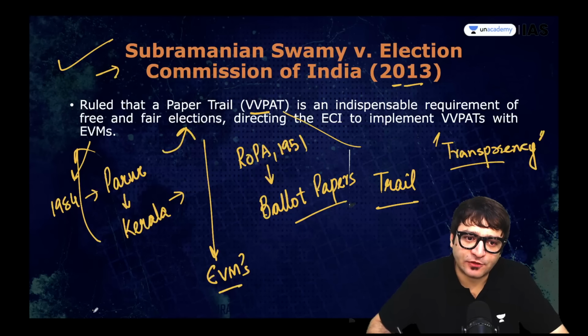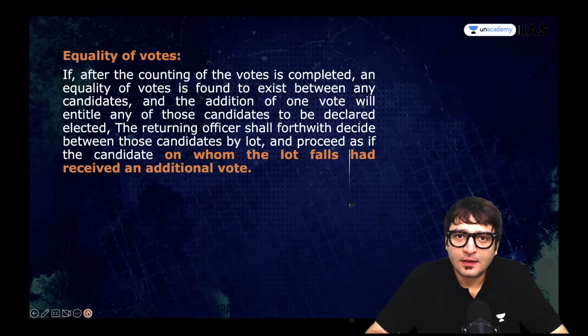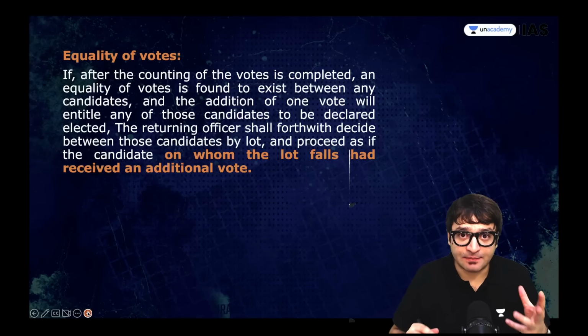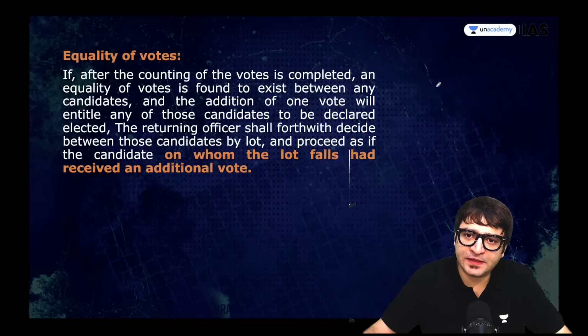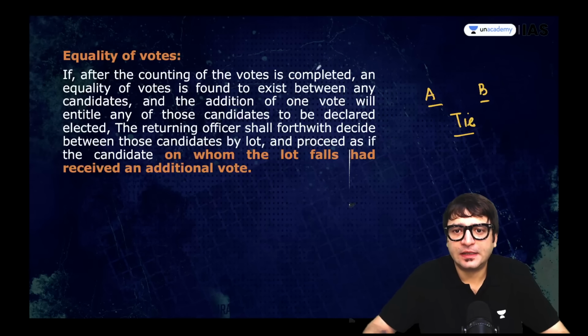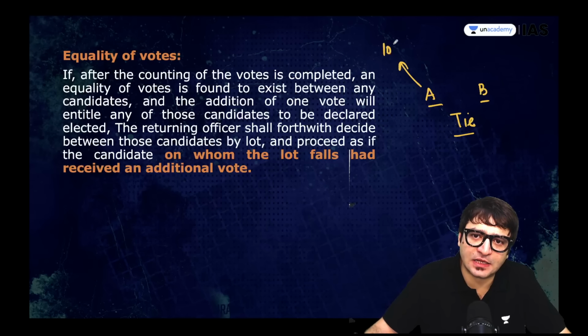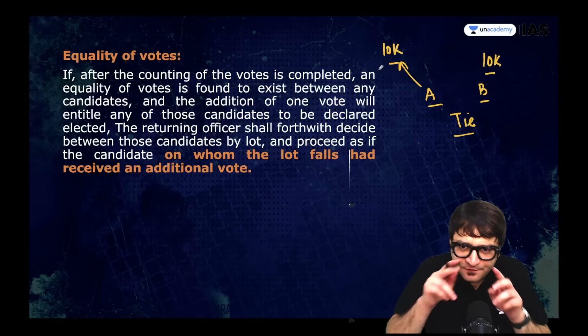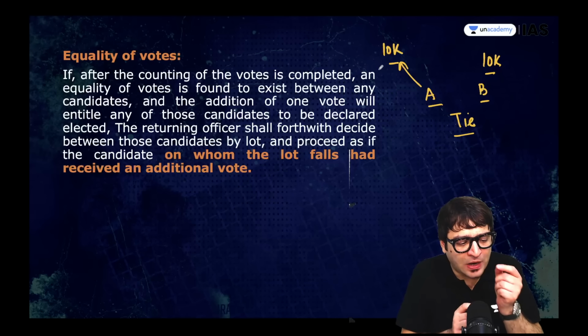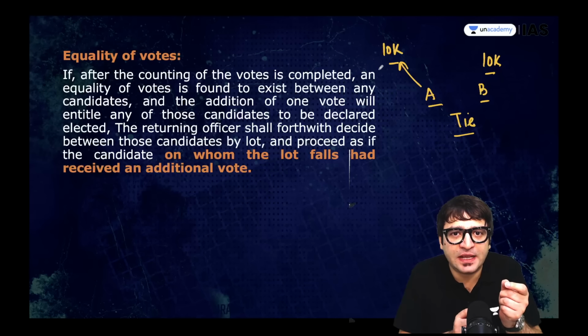But listen to me carefully. What if in an election, and this is something provided by the Representation of the People Act, there are 4 or 5 candidates, but at the end there are 2 candidates and there is a tie? Candidate A gets 10,000 votes, candidate B gets 10,000 votes. Who is the winner? Now in this case, if either of the 2 candidates gets 1 extra vote, that will make that candidate winner.